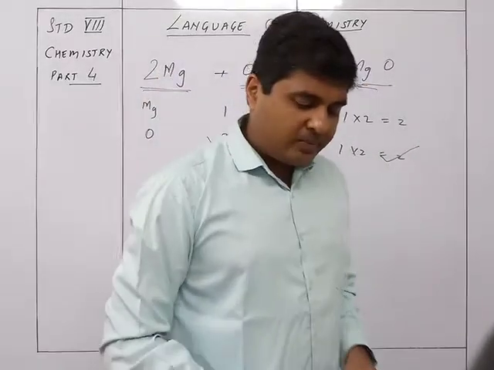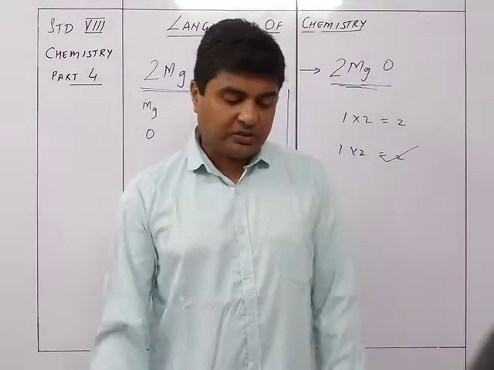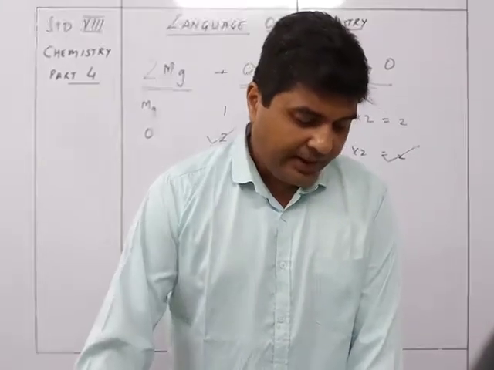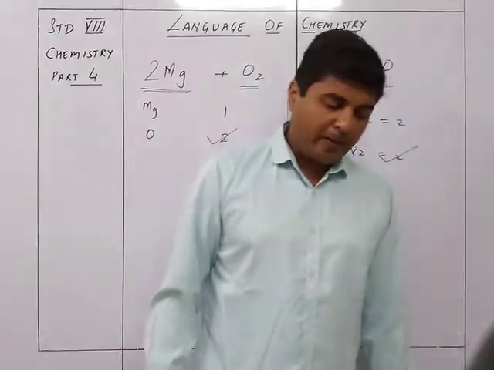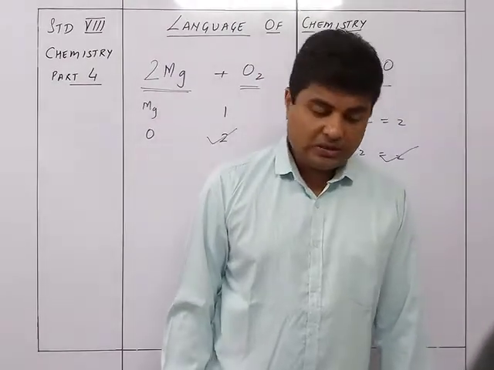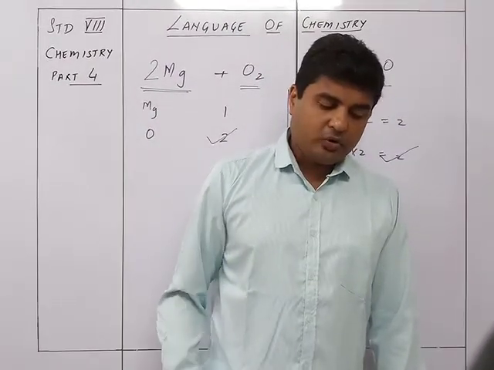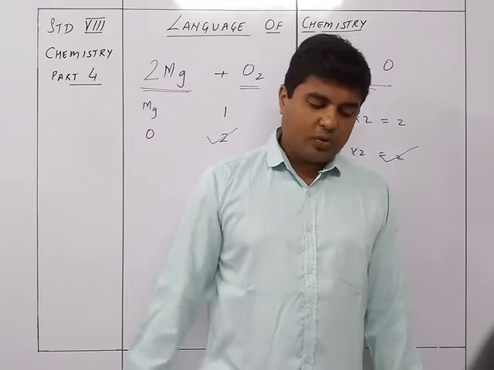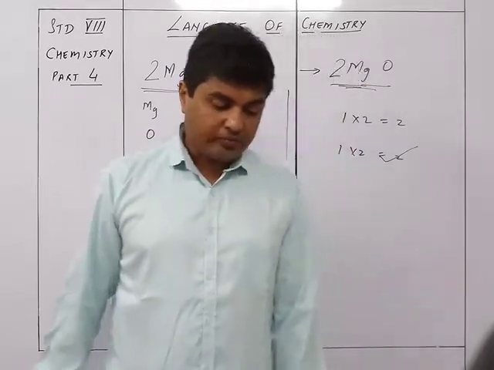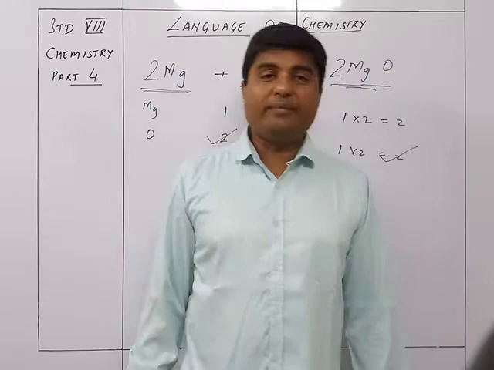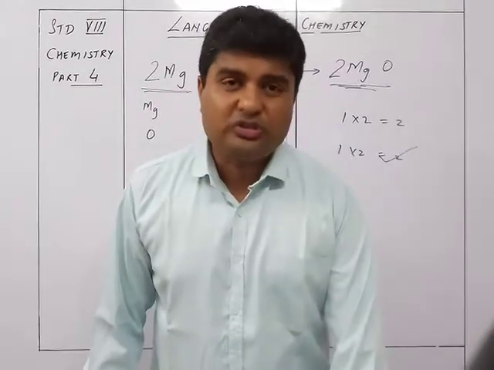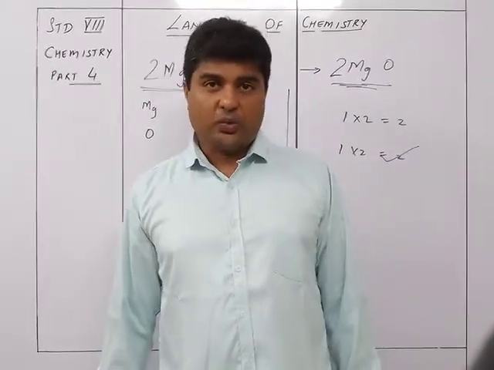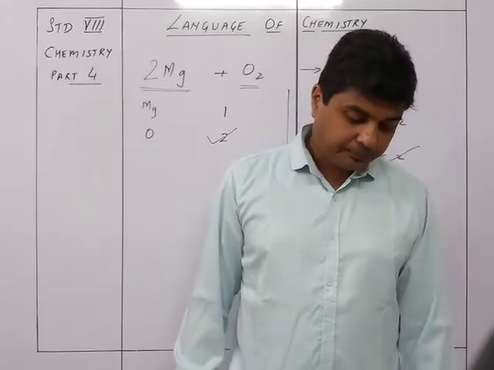Burning of magnesium in oxygen: the word equation is magnesium plus oxygen gives magnesium oxide. Mg plus O2 gives MgO. To balance it, first we balanced the oxygen. So Mg plus O2 gives 2 MgO, and then 2 Mg plus O2 gives 2 MgO. So that is the balancing. 2 Mg plus O2 gives 2 MgO is the balanced equation for this reaction.